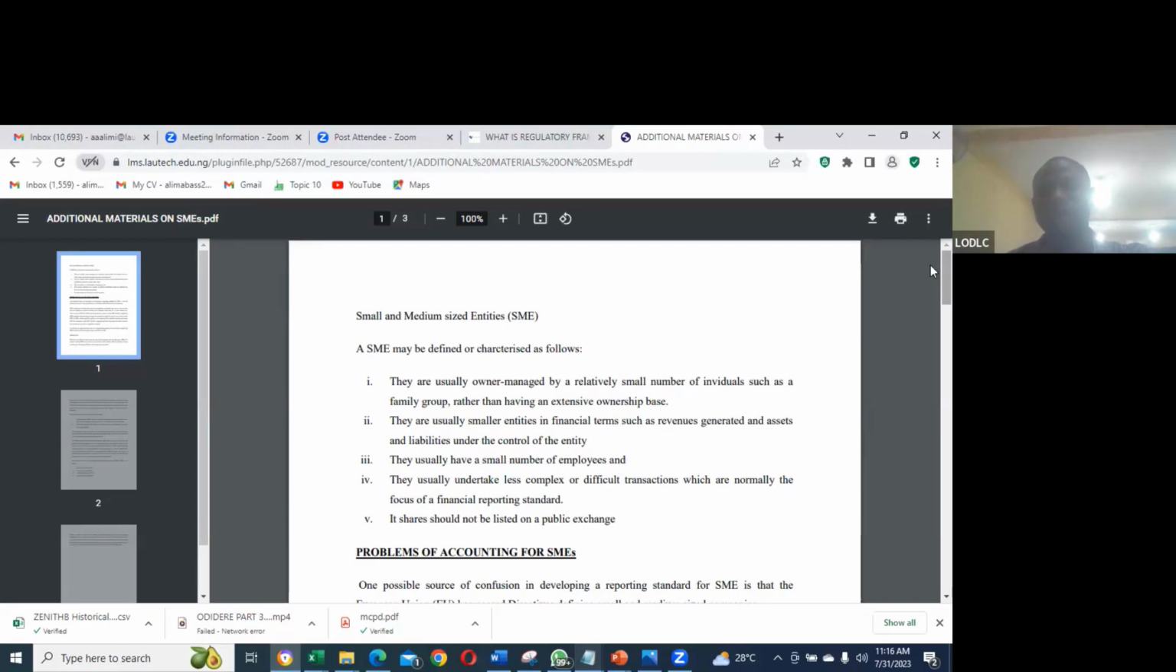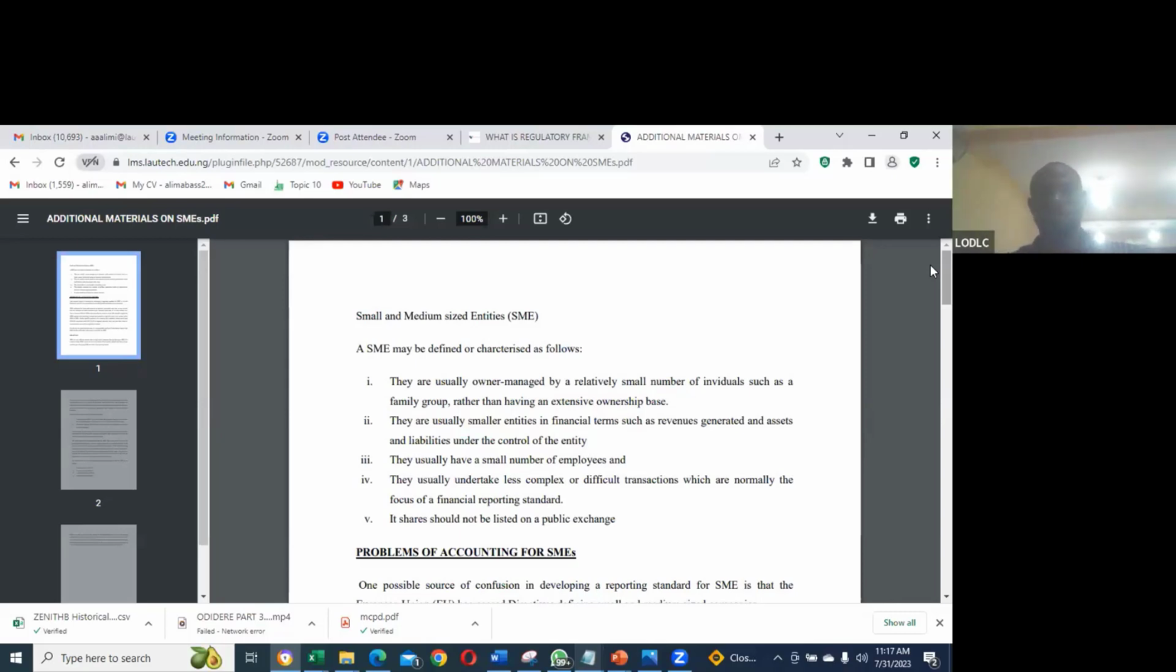They are usually smaller entities in financial terms, such as revenue generated and assets and liabilities under the control of the entity. So this is defined in line with the revenue generated, assets utilized and liabilities owed by the organization. That's another definition of small and medium-sized entities. IFRS calls them small and medium-sized entities. What we normally use is small and medium-scale enterprises, but the IFRS calls them small and medium-sized entities.